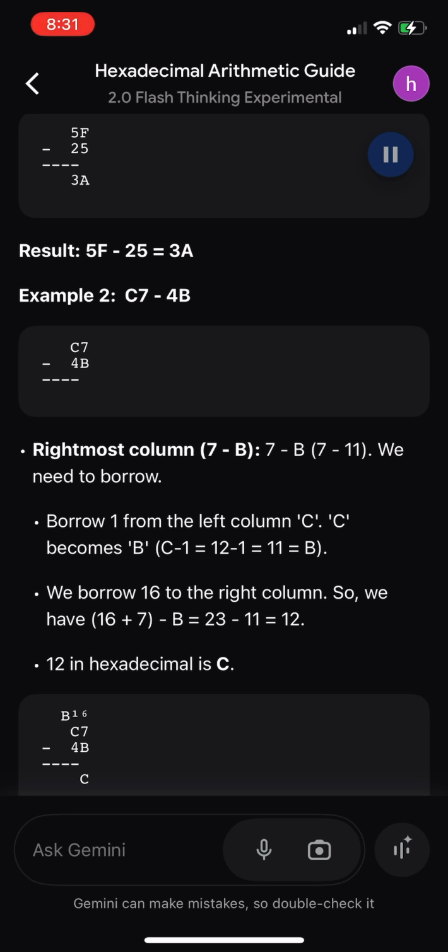3. Hexadecimal multiplication concept. Similar to decimal multiplication, multiply each digit of the second number by each digit of the first number. Remember to carry over when necessary in hexadecimal.